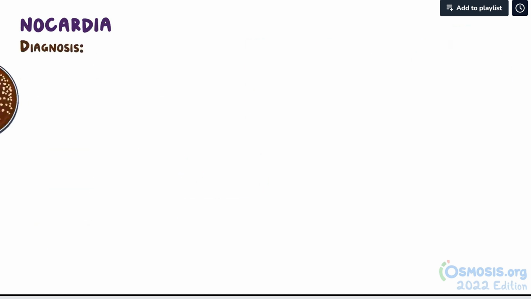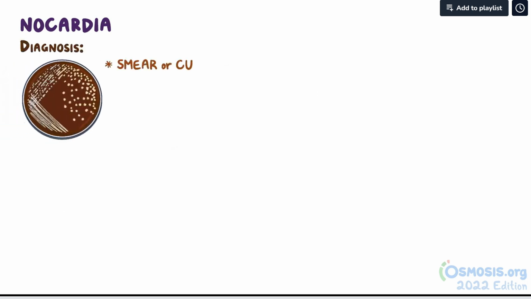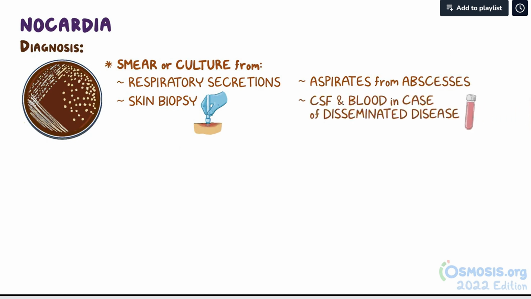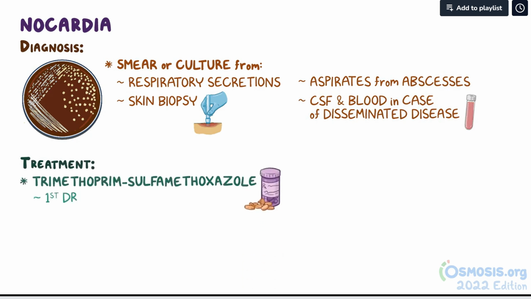Diagnosis is done by identifying bacteria in a smear or a culture from respiratory secretions, skin biopsy samples, aspirates from abscesses, or CSF and blood in case of disseminated disease. And treatment is done using trimethoprim-sulfamethoxazole as the first drug of choice.